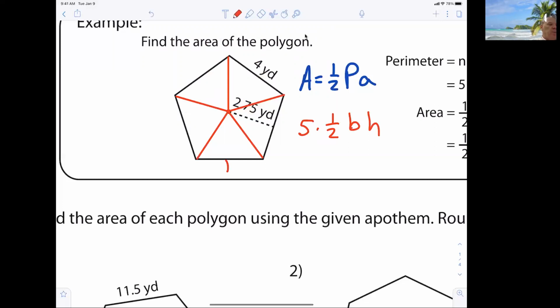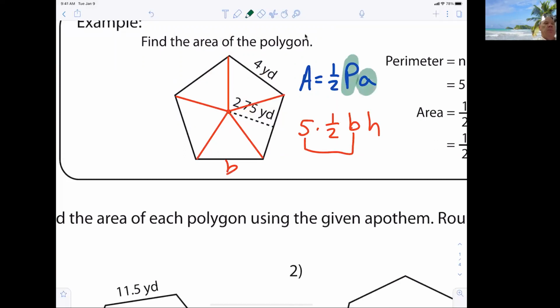Well, this is the base, correct? If I multiply 5 times the base, what is that called? 5 times the base. The perimeter. Whoever said that, pat yourself on the back. You are brilliant. It is the perimeter. Now look, all I'm trying to show you is how the formula works, right? 5 times the base would be the perimeter.